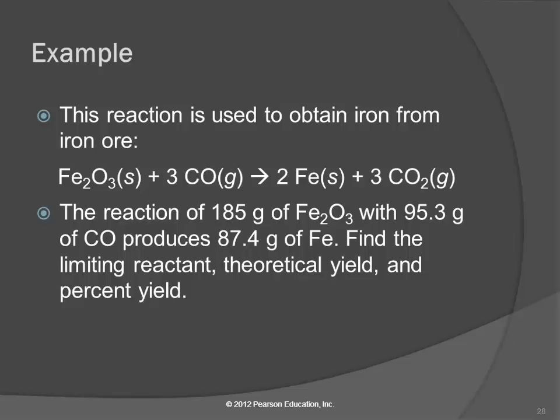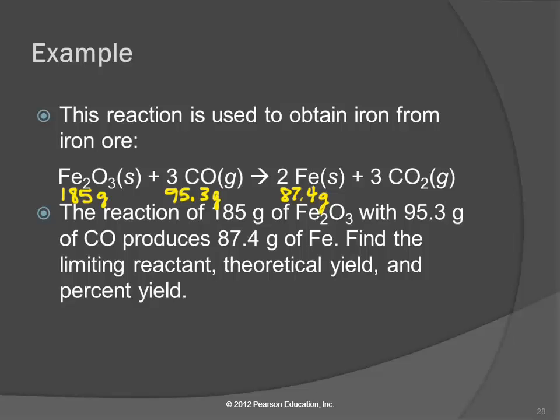Okay, so let's take these numbers and write them under our equation, just to kind of help get rid of those words. So 185 grams of Fe2O3. So 185 grams of that. And 95.3 grams of carbon monoxide. And it says that makes 87.4 grams of iron.